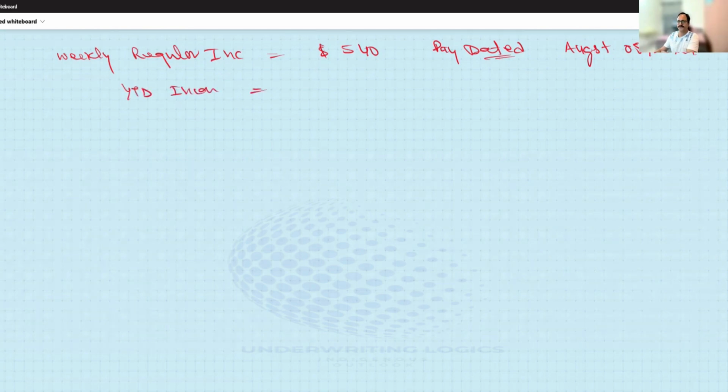Just give me one second. Excuse me. Okay, so YTD income is $18,000. Okay, let's say 9900. Now calculate your monthly regular and YTD regular. Very simple scenario. It should get done within not more than 2 minutes.